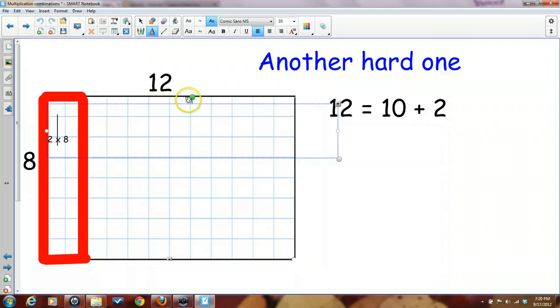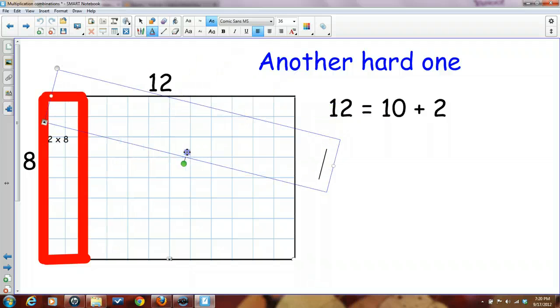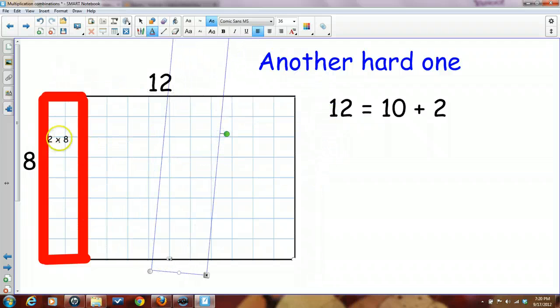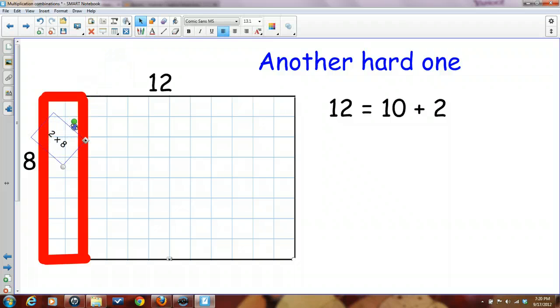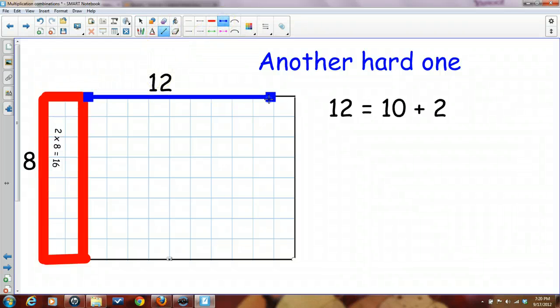Here we go. 2 times 8. Why aren't you rotating? Oh, I gotta click the arrow. Okay, 2 times 8. So that equals 16. So this one that I have left over here, I'm gonna draw a blue box around.